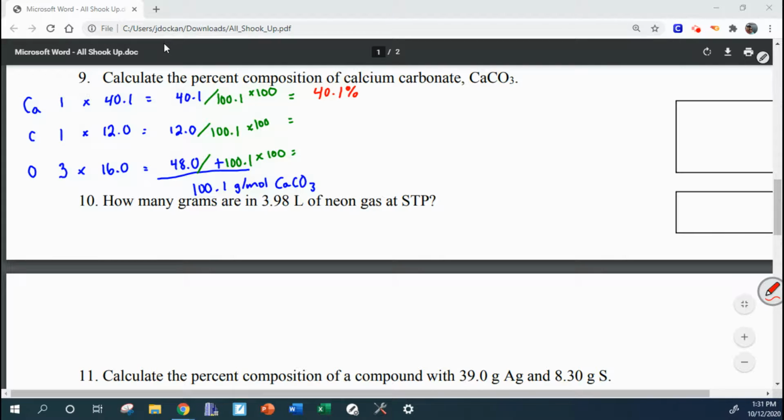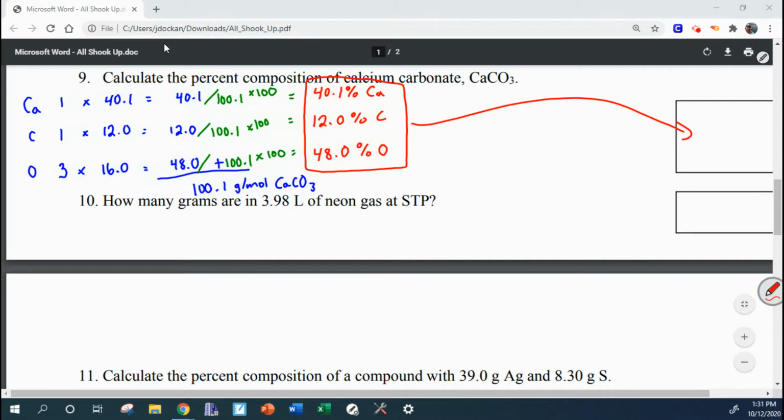40.1% calcium, 12.0% carbon, and 48.0% oxygen. And you'll notice, because we're dividing by 100.1 and then multiplying by 100, the percentages are going to look like the parts that we are dividing them by. This doesn't always happen, but in this case, it is. So here are our answers, and of course I would report those in this box over here.